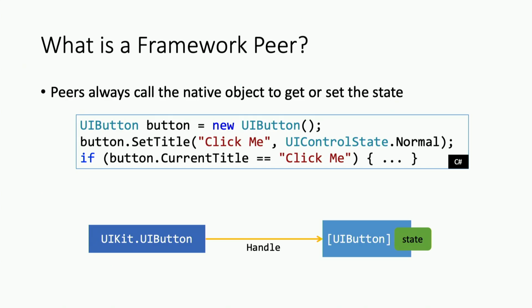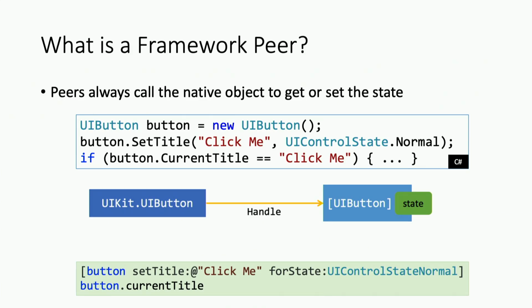So what you have here is a Xamarin UIKit UI button. Then you have the native one. And when you do this, under the hood, because you don't give state to this UI button, it doesn't have state in the .NET framework, you will see that the .NET runtime calls the native method. So it sets the title, and then it uses everything. So the framework peer is an object that exists in the native space, doesn't have state in the managed space, but we call it from the managed space to interact with it.